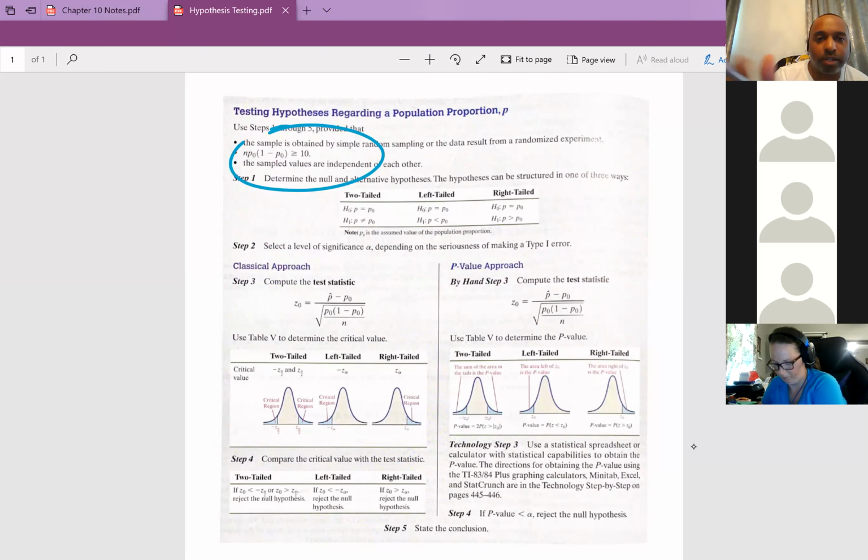So the sample is random, but then right here, the sample size times p naught, your population proportion, times 1 minus p naught, is that greater than or equal to 10? So that's what we're talking about challenging right there.